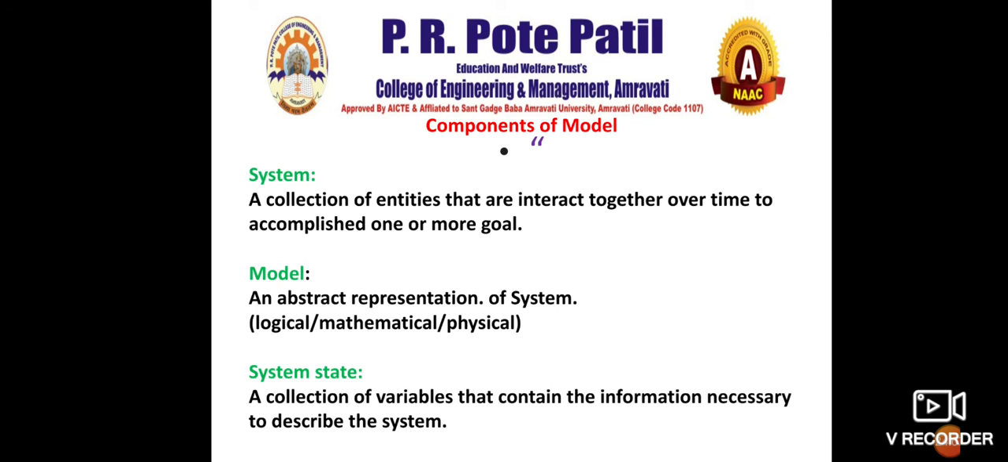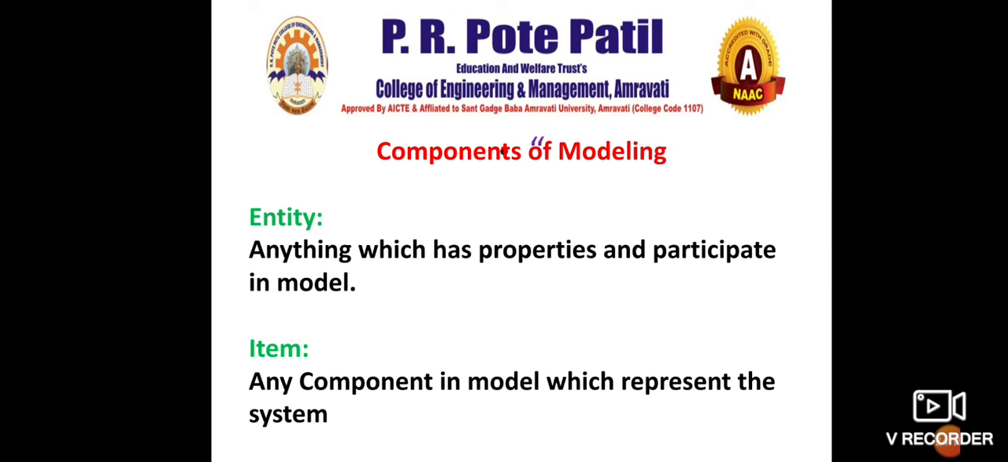Model: it is an abstract representation of a system, logical, mathematical, or physical, a state or a collection of variables that contain the necessary information to describe the system at a particular point of time. At a specific point of time, how the system behaves. That is it. Entity: anything which has a property. Item: any component in a model which represents the system.